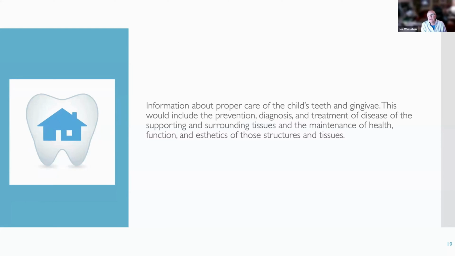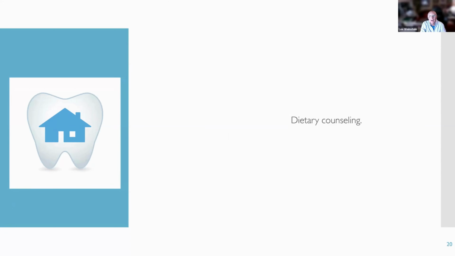Information about proper care for the child, teeth and gingiva. This includes prevention, diagnosis, treatment and disease, and supporting and surrounding tissues in the maintenance of health, function, and aesthetics, and those structures in the tissues. Basically, we need to educate a parent, a child, when they're able and capable of doing that, and really we need to stay on top of that. We need to prevent, and we need to diagnose, and we need to treat appropriately.